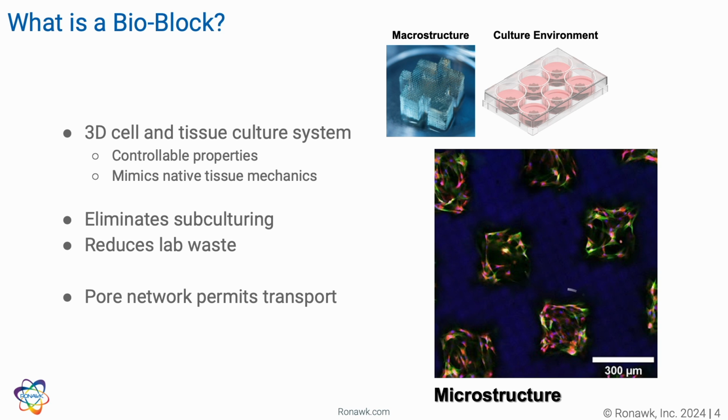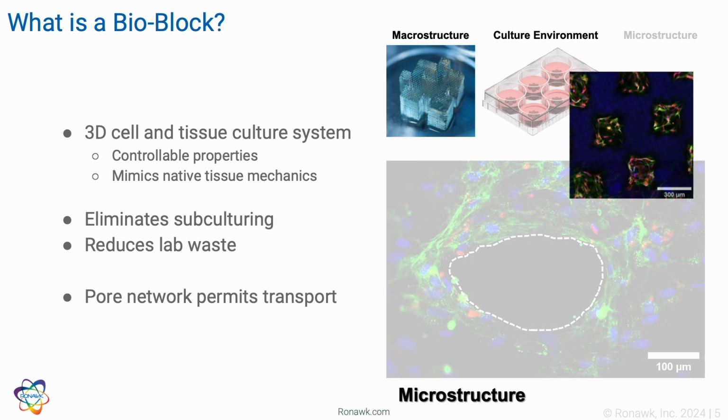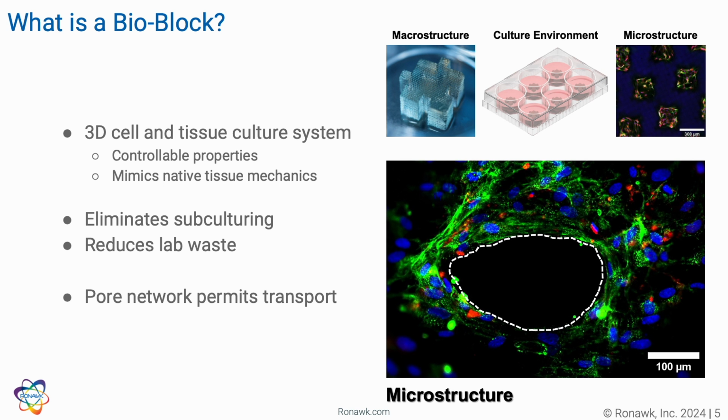And this microstructure, which is our third characteristic here, allows for a network of pores that allows for transport of nutrients, gas, and of course cells, and that's what you're seeing here. That microstructure allows for the formation of very complex structures that mimic what you're seeing in an in vivo model, or your patient in this case.